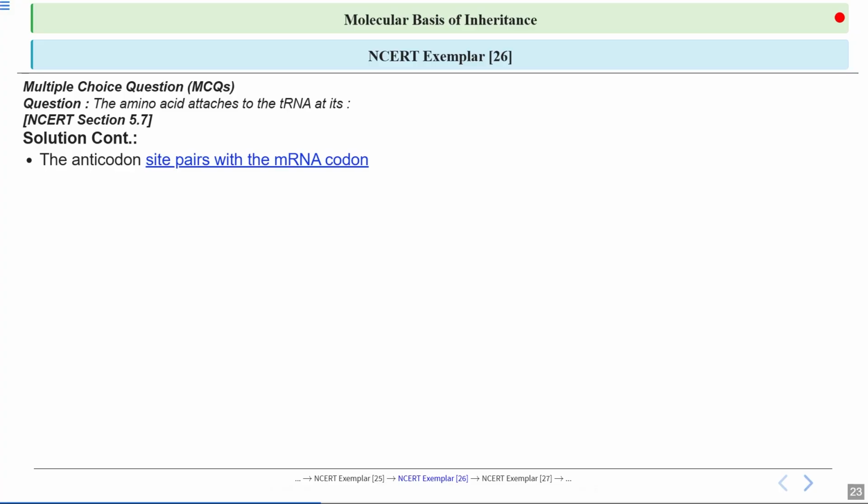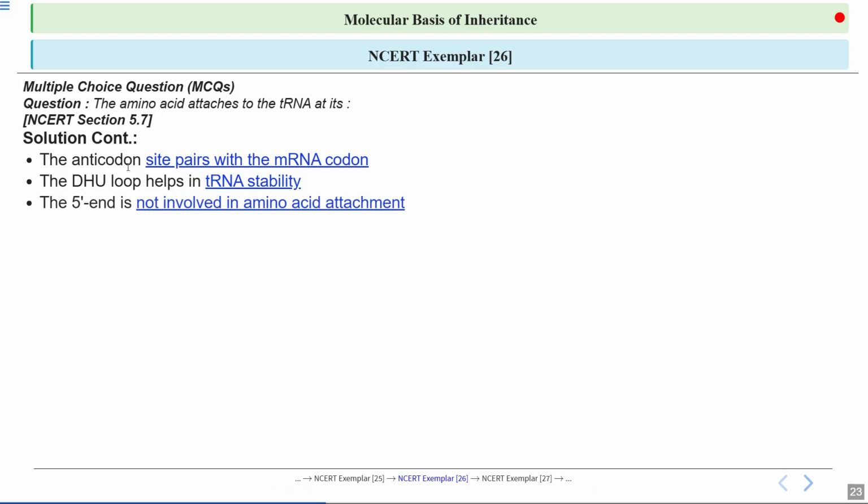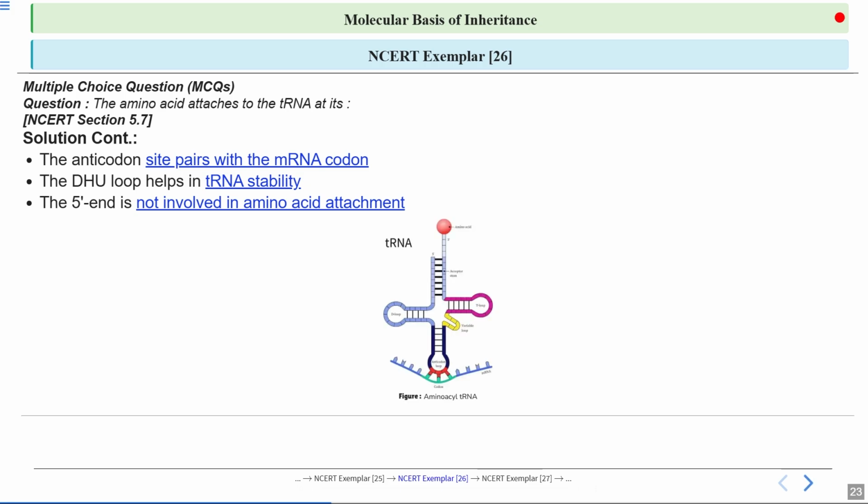Okay, this is clear. Now the anticodon site will pair with the codon present on the mRNA. One of the options was DHU loops. So DHU loops help in maintaining the transfer RNA stability. The 5 prime end is not involved in amino acid attachment. This is the 3 prime end. Okay. So here you can see this is the 5 prime end. This is the 3 prime end.